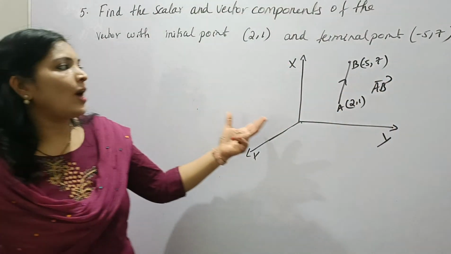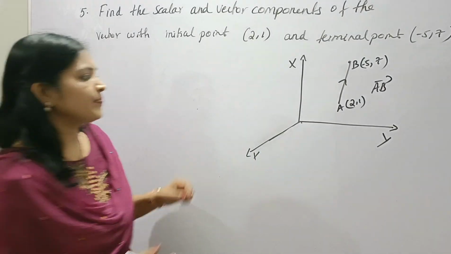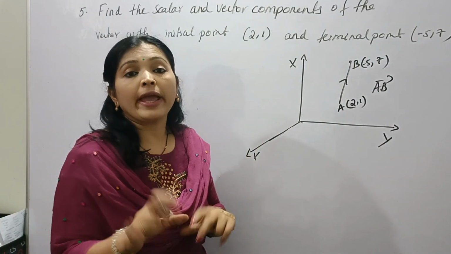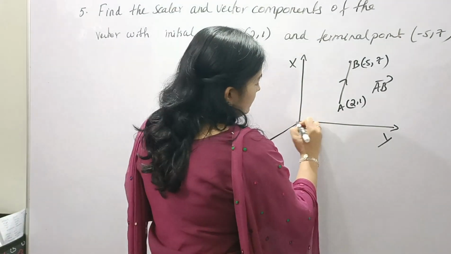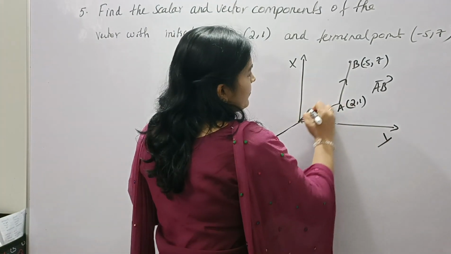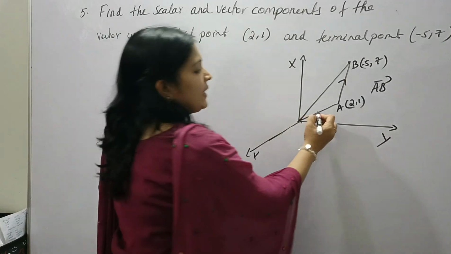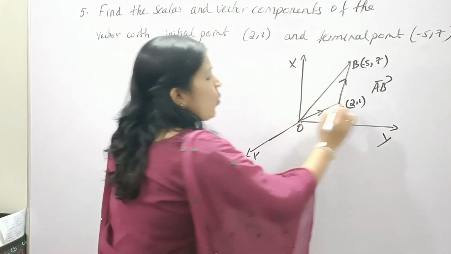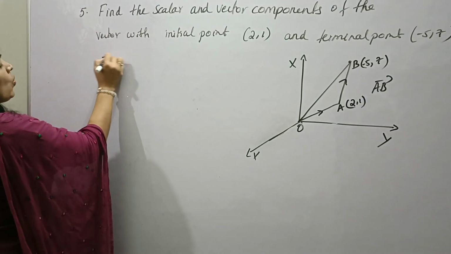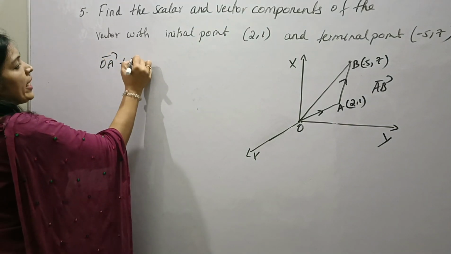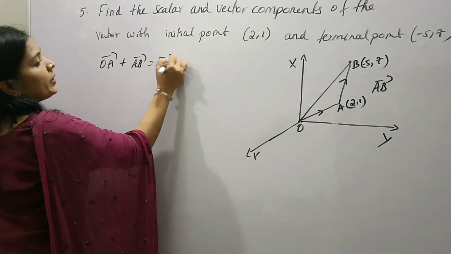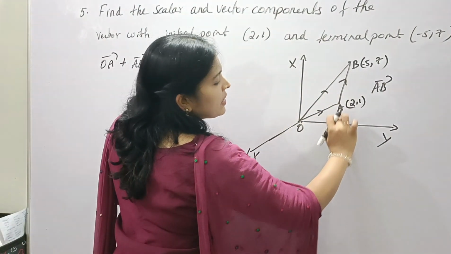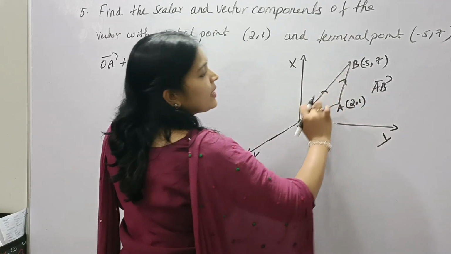Here we have the xyz plane, and the z coordinate is 0. There is no k component. Let's join these points from the origin. By the triangle law of vector addition, vector OA plus vector AB is equal to vector OB.